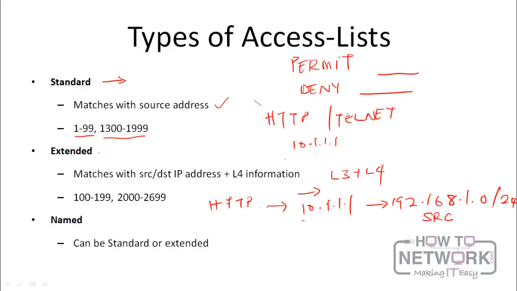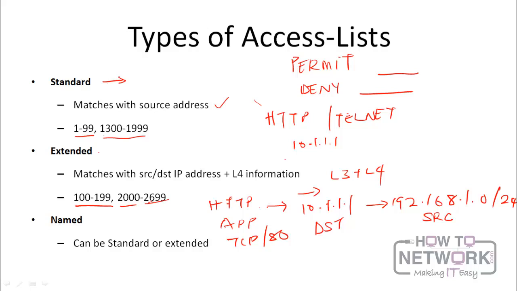So this would be the source of the traffic. This would be the destination of the traffic. I know the kind of application, so you know that that's TCP port 80. So you can specify all this information in an extended access list. And the numbers for extended access lists are from 100 to 199. So you have access list 100 up to 199, and you also have an expanded range, which is from 2000 to 2699.